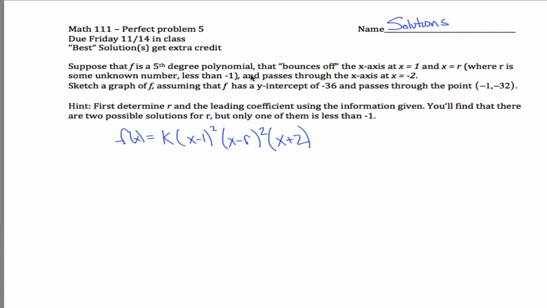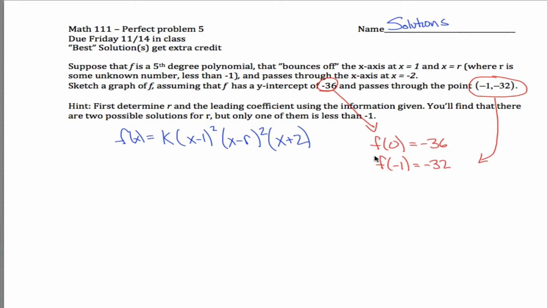Okay, so all this information comes from that first sentence. Then I'm also told that it has a y-intercept of -36. So what that tells me is that if I put 0 into this machine, -36 must come out. And finally, it tells me that it passes through the point -1, -32. So that's telling me that when I put -1 into this machine, -32 comes out. Implied within this problem is that by given this information, I know everything that I need to know about this polynomial. It gives you a little bit of a hint: figure out what k and r are by using this information here.